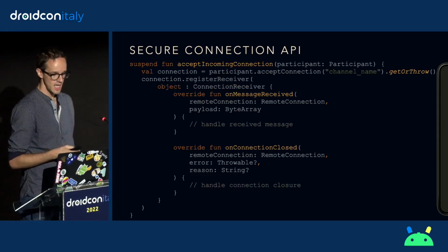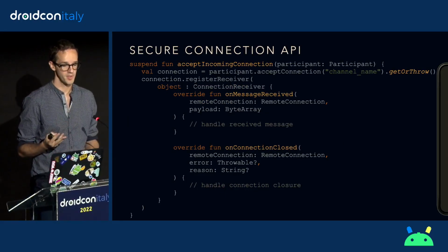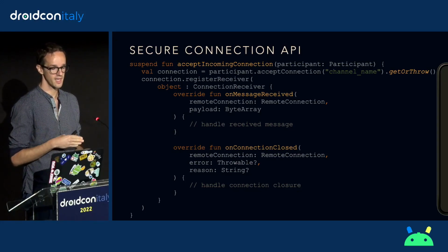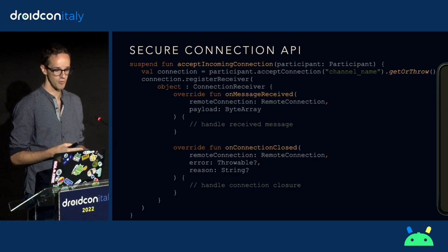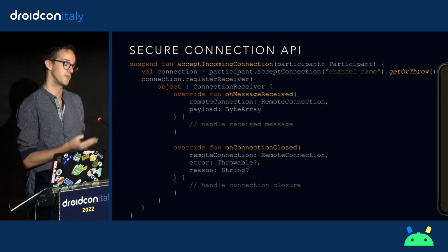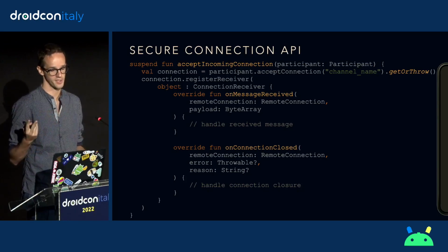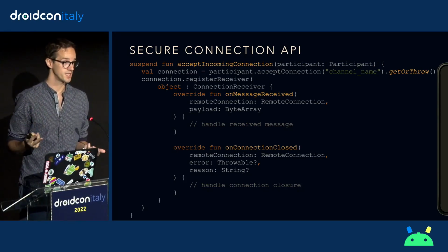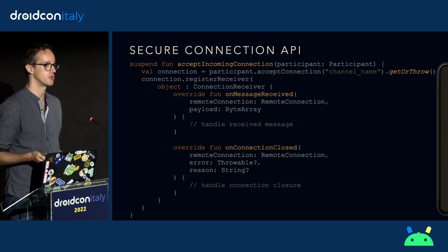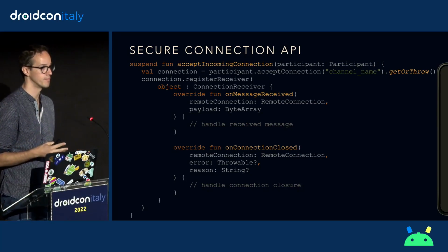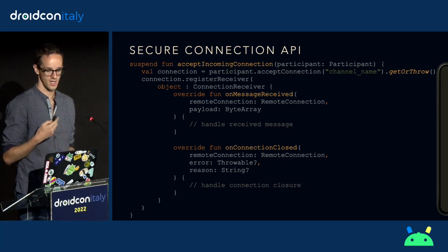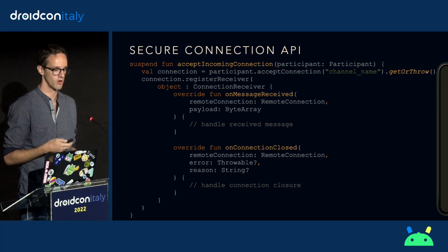On the receiving device, it is very similar. We accept the connection, and once we accept the connection, we can register the same receiver that we saw before. So we have two methods, basically: when we receive a new message, and when the connection is closed. That's simple. So with this, it already abstracts all the difficulties of managing a secure connection. We are, of course, going to have callbacks for errors, but this is super simple.